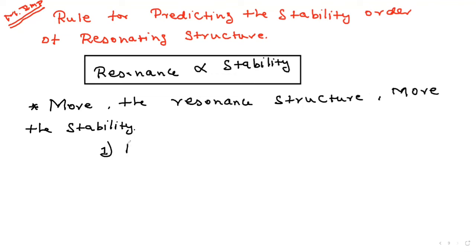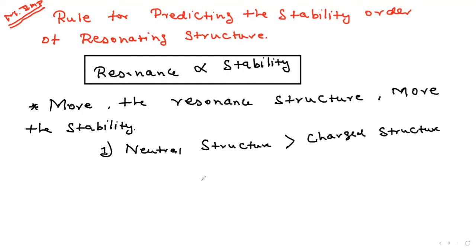First one, the neutral species. Please note, the neutral structure should be more stable compared to the charged one. It's always predominant. So first condition: charged structure versus neutral structure. This is called the hybrid structure, right?